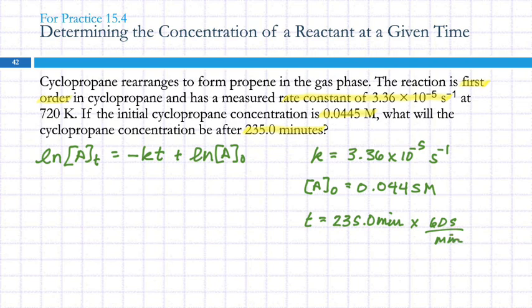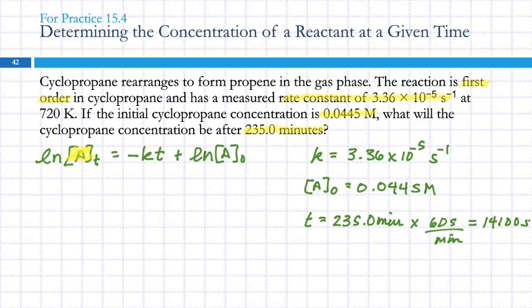This calculator does multiply, thankfully. 235 times 60 is 14,100 seconds. So what we're trying to find is that guy right there. Yes?